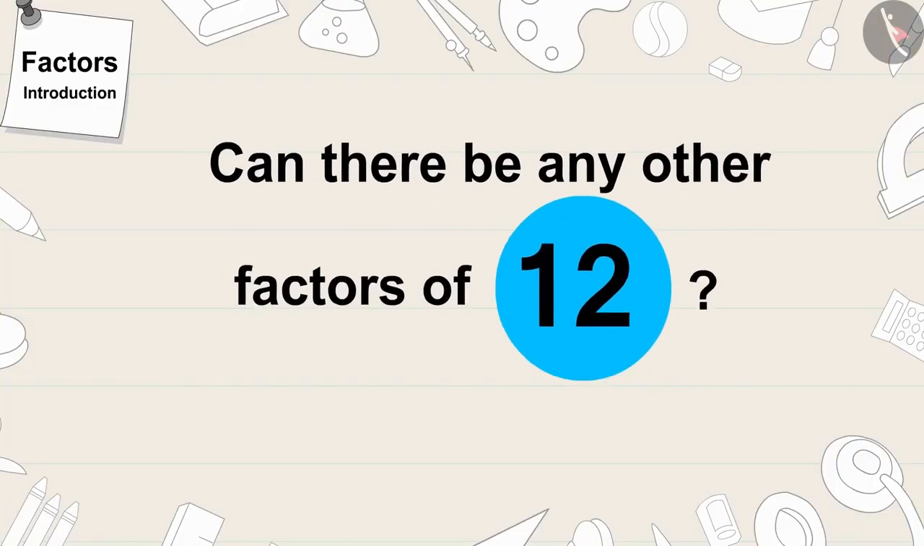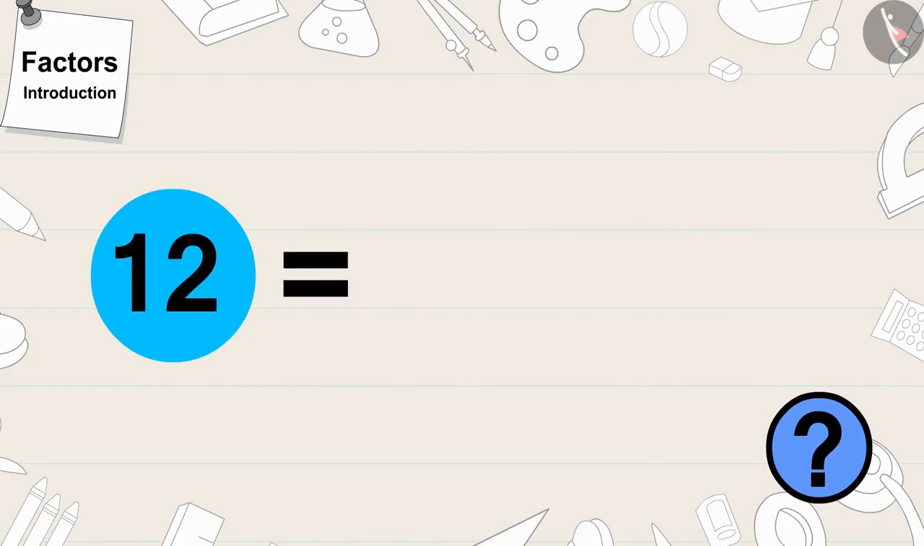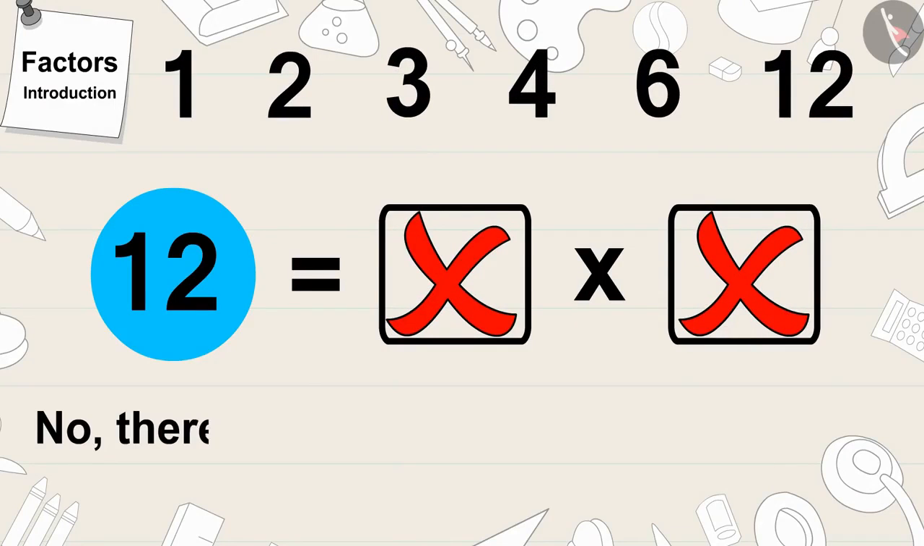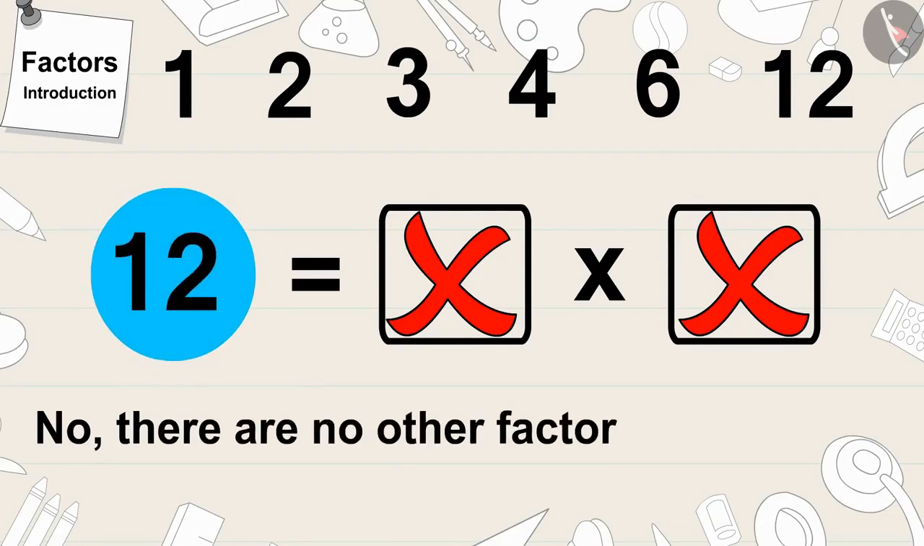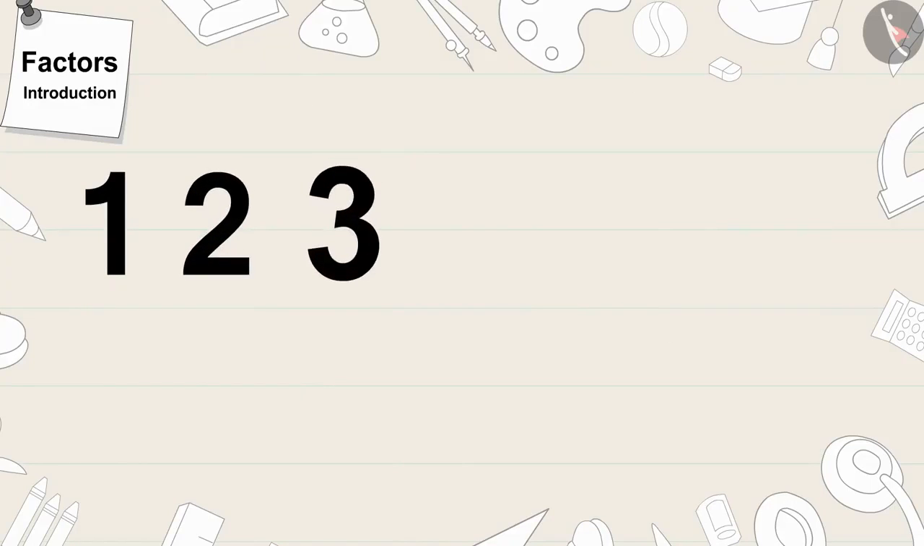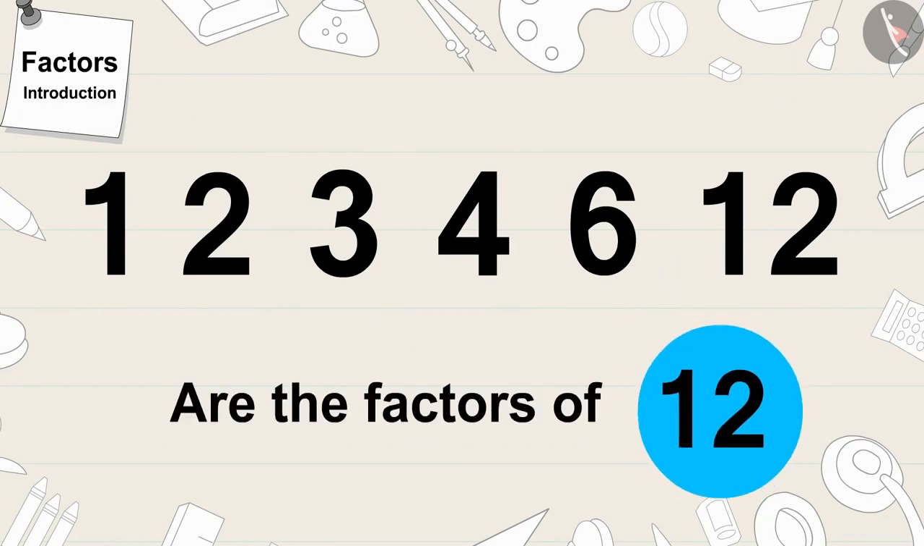Children, can there be any other factors of 12? Can we write 12 as a factor of any other numbers? If you want, you can stop the video and think about the answer. No, there are no other factors of 12. 1, 2, 3, 4, 6 and 12, these numbers are factors of 12.